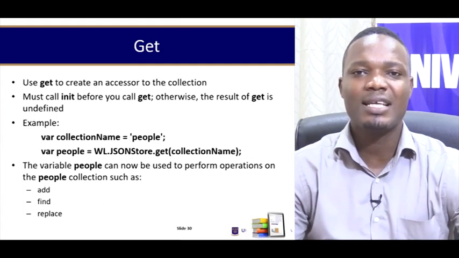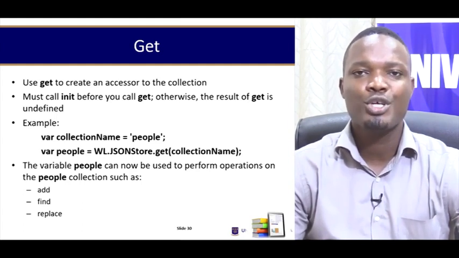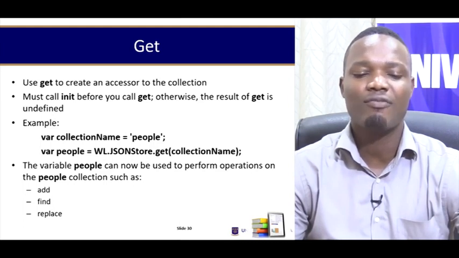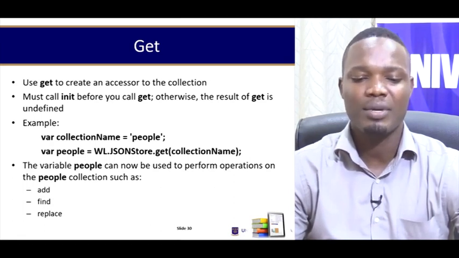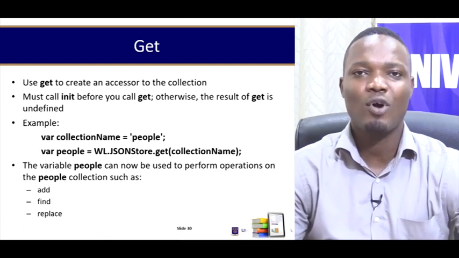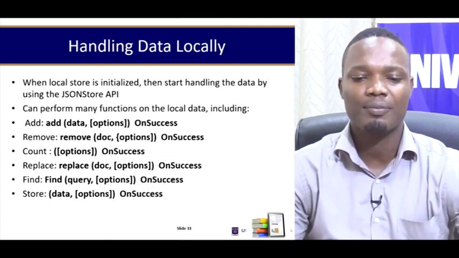Now, after initializing a collection, to use it, we would need to retrieve it. And this is achieved by using the get function. So we use the get to create an accessor to the collection. We must call init before you call get. Otherwise, the result of get is undefined. Here's an example of how we will do that. So using the collection name of people, we would want to call on WL.JSONStore.get, and we pass in the collection name. Now this is going to retrieve that collection for us and we can use it appropriately.